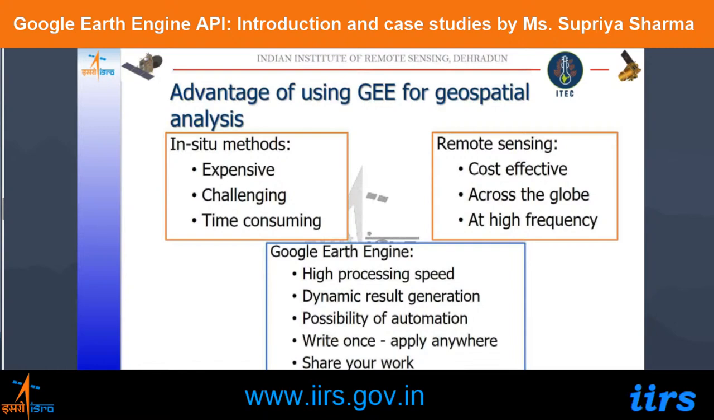There is also a possibility of automation. So you can create end-to-end automated applications using the Google Earth Engine. Another advantage is that you write once and apply anywhere. So if you write a code for one region, the same code could be used over any other region on the entire Earth, provided that the data sets are the same. Also, you can share your work, which we have already discussed, that your work can be shared with other people very conveniently.